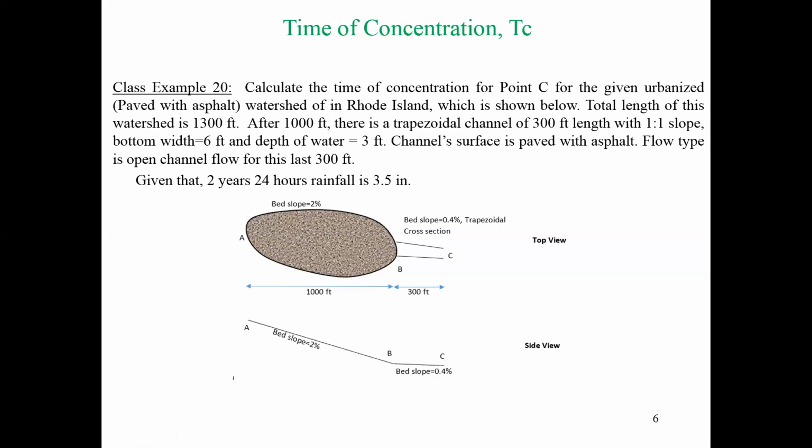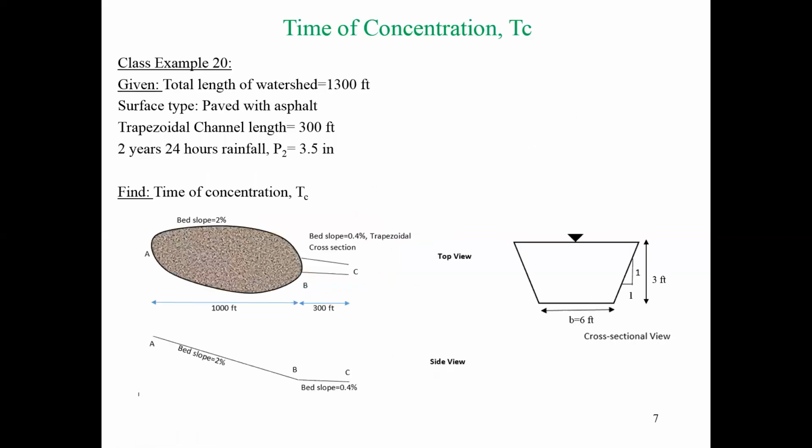So we will start to solve this question as usual from the given values. All the given values are here. And this is the cross-sectional view of the trapezoidal section. The bottom width is 6 feet, the depth of water is 3 feet, and the side slope is 1:1. And this is the previous picture, you already know about that.